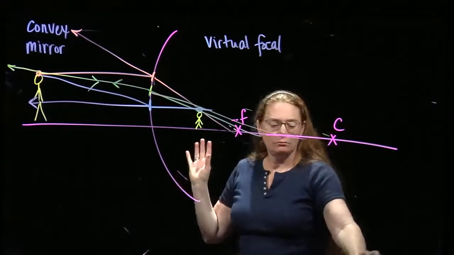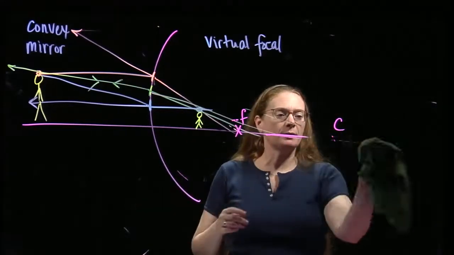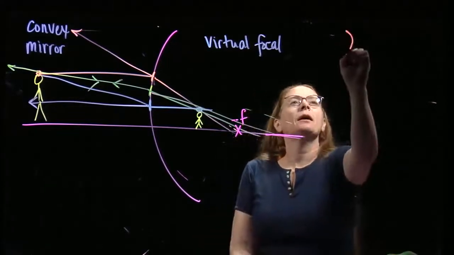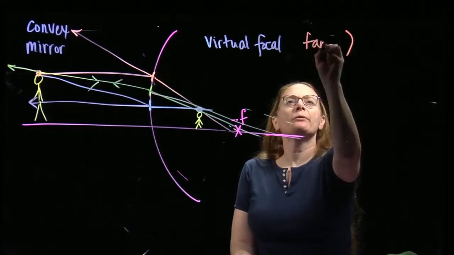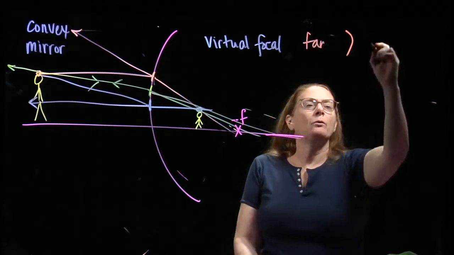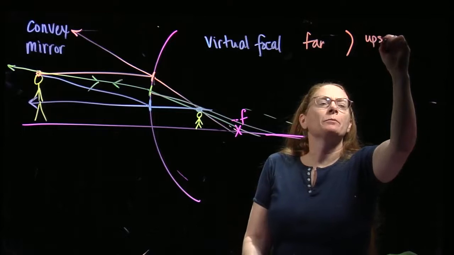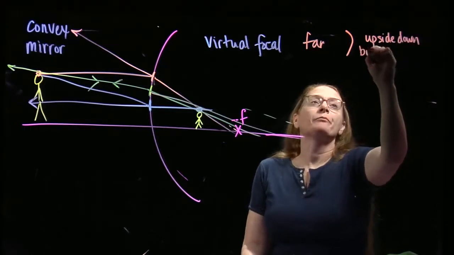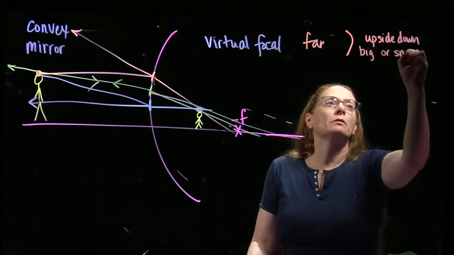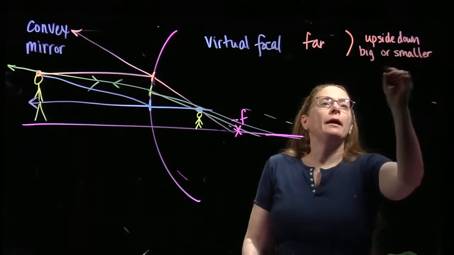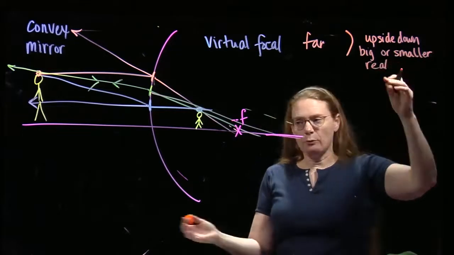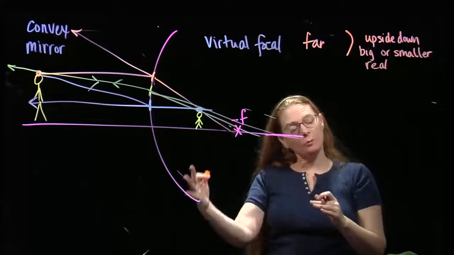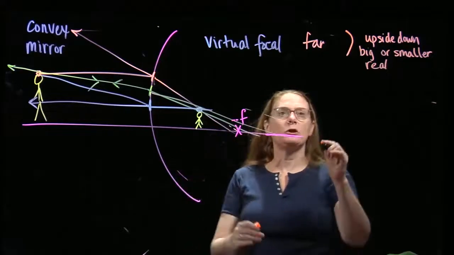So to pull it all together, to make a summary, what we can say is for a concave mirror, if we are far away from a concave mirror, then what we see is an upside down image, and it could be bigger or smaller. We don't know. It's not always the same thing. And this is called a real image because those light rays coming in are actually converging down. You could put a screen or a piece of paper at a point and see that image.